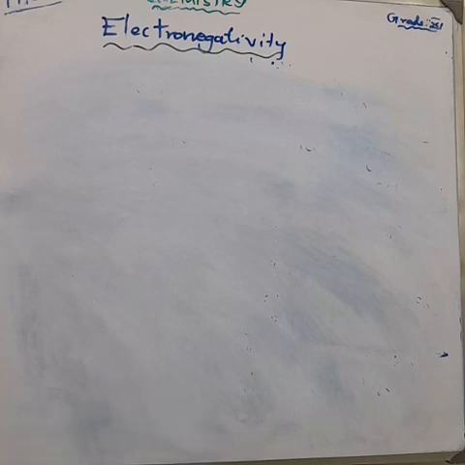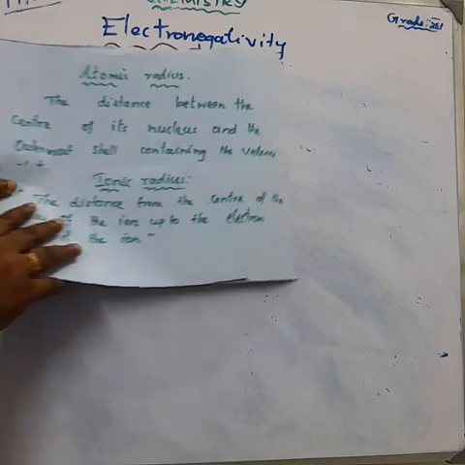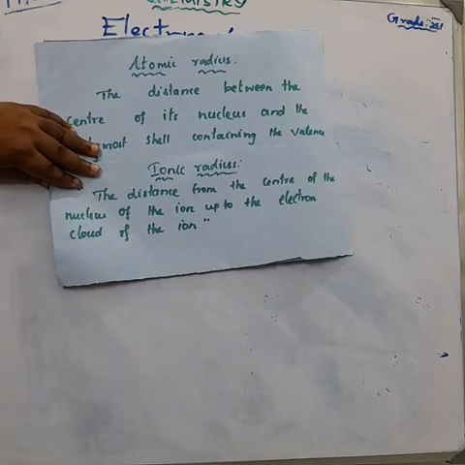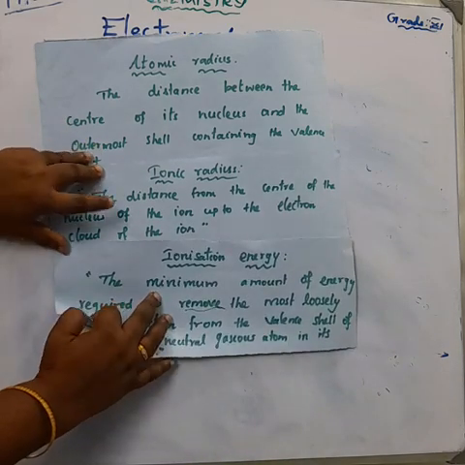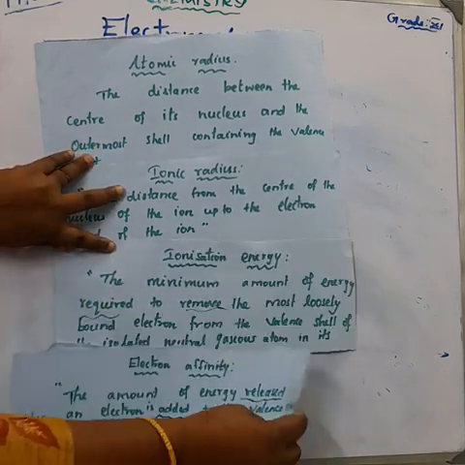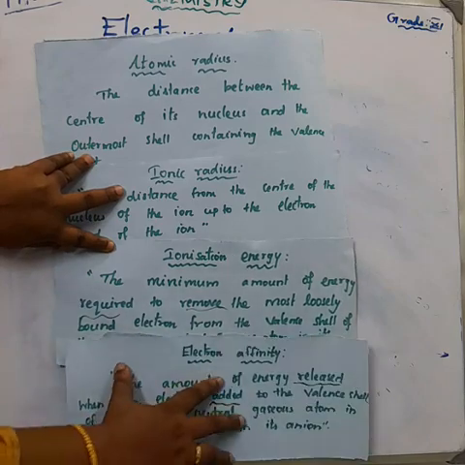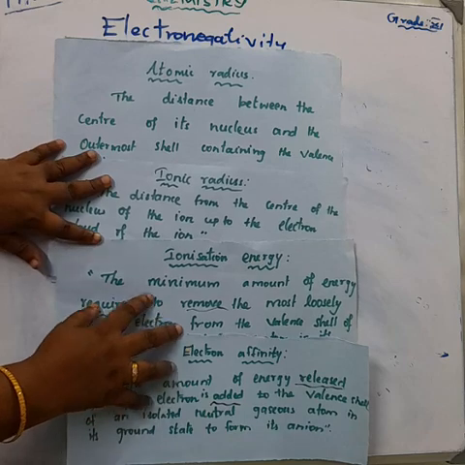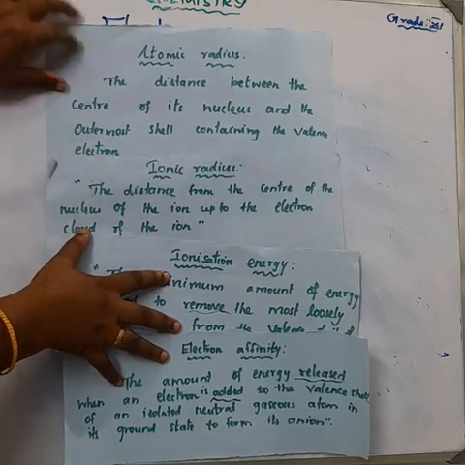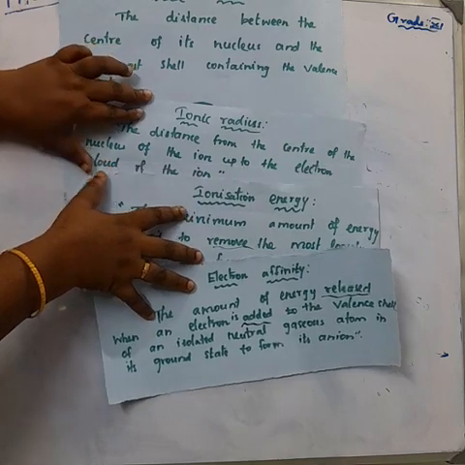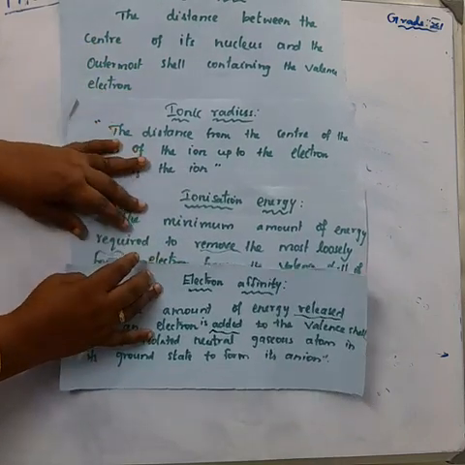Okay, that's all about the periodic trends in properties, or physical properties, of the elements along the periods and groups that we studied clearly. Let me recall once: whatever periodic properties we studied, we studied atomic radius, ionic radius, ionization energy, electron affinity and electronegativity. What do you mean by atomic radius? Atomic radius is the distance between the center of its nucleus and the outermost shell containing the valence electron. That is called atomic radius. Atomic radius may be referred to as covalent radius or metallic radius.